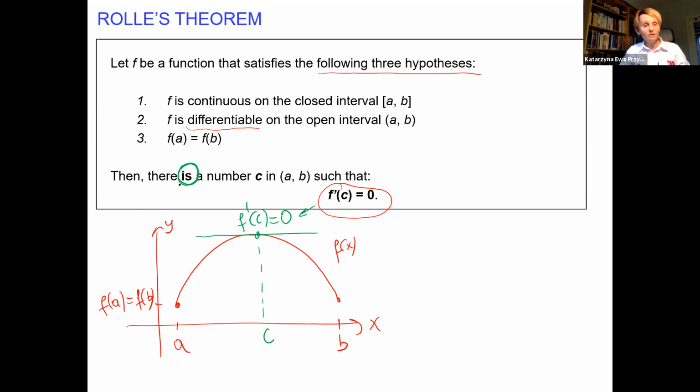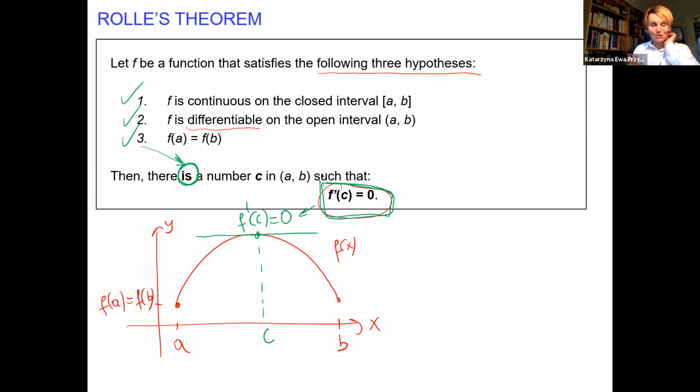And in mathematics we do have something like existence theorems, and this is one of them. If the function satisfies this condition, this condition, and this condition, then it's definitely guaranteed that this number c, with that condition, exists.